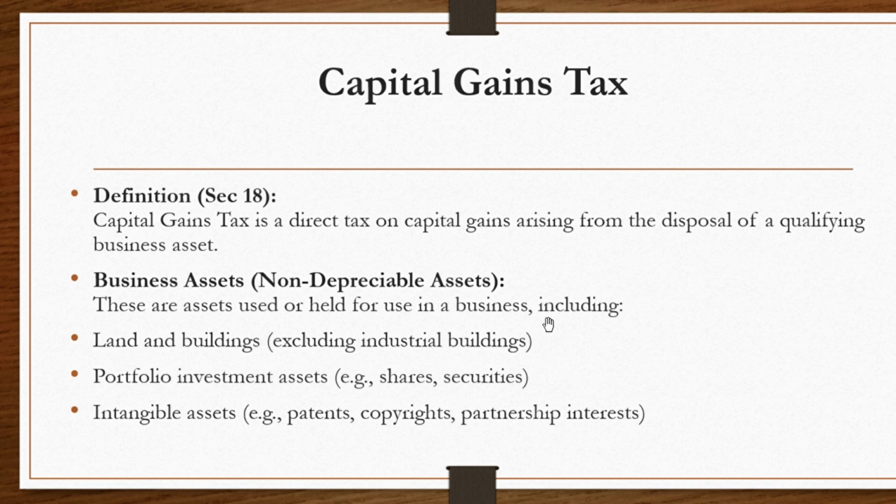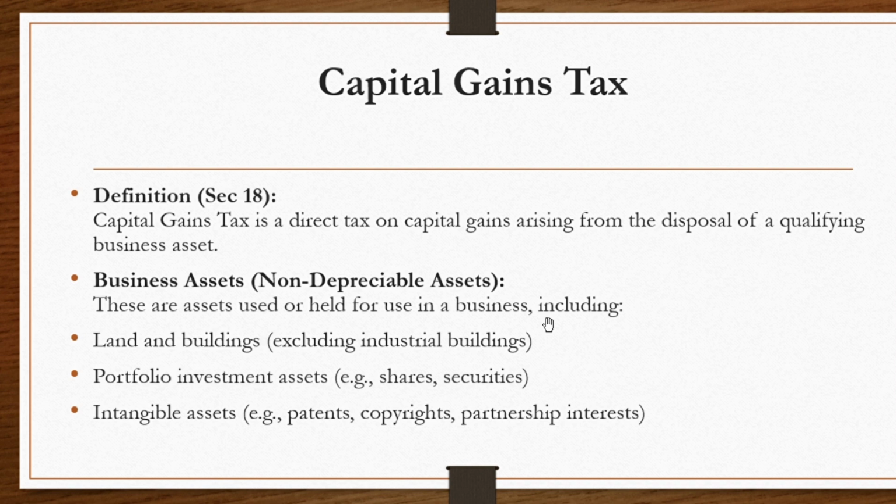Then another business asset we have is the portfolio investment. So portfolio investment assets include things like shares and securities. So if a business buys shares for 10 million and they sell them for 15 million, that difference of 5 million, that gain, is subject to capital gains tax. Then we also have intangible assets, the non-physical business assets like the patents, the copyrights, and partnership interests. They are also subject to capital gains tax.